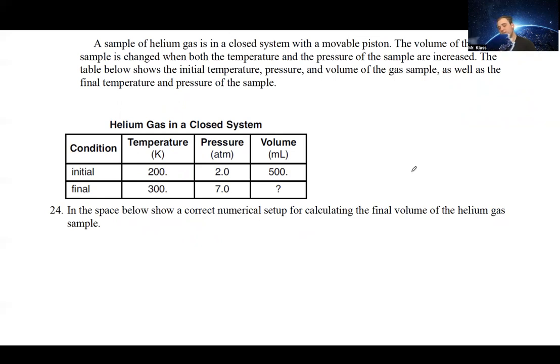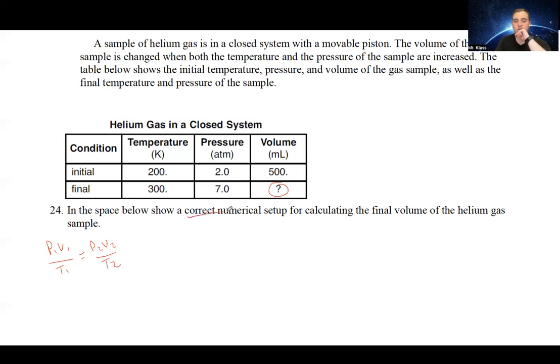Okay, so this isn't too bad. Let me just pull out my notes here, so I make sure I write the correct numbers. Now, temperature is indicated, it changes. Pressure is indicated, it changes. Our question is finding that final volume. So let's get our formula up. P1 V1 over T1 equals P2 V2 over T2.